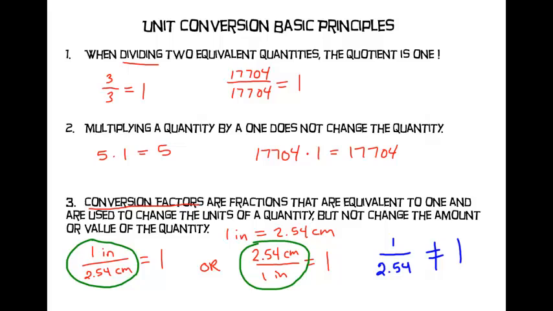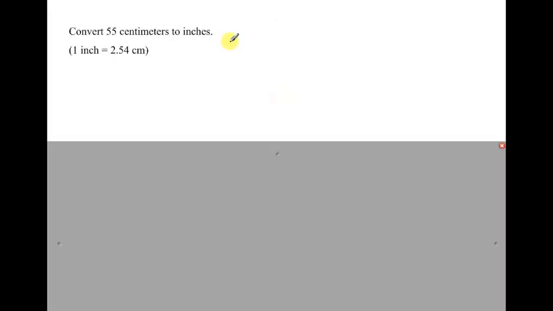So let's see how this is done in an example. In this example, we're going to convert 55 centimeters to inches. This is how we do it. We start by writing down the 55 centimeters that we have. And then I'm going to multiply that by something. So leave some space, but let's make a note over here of what we want that to turn into.